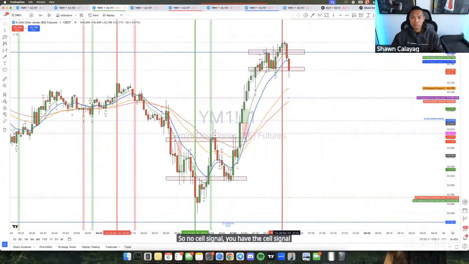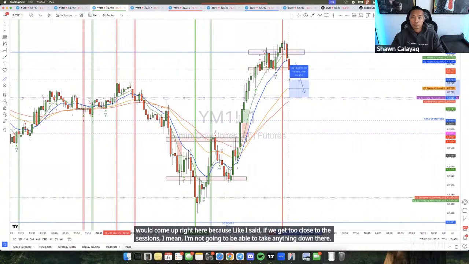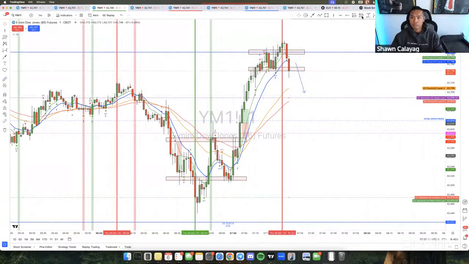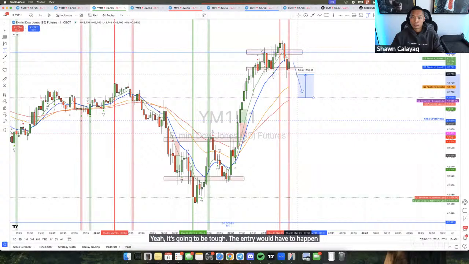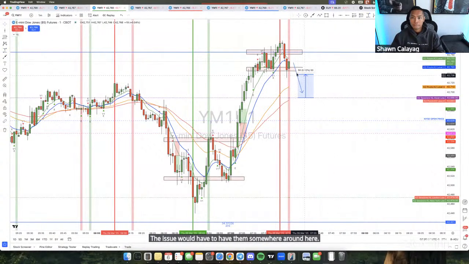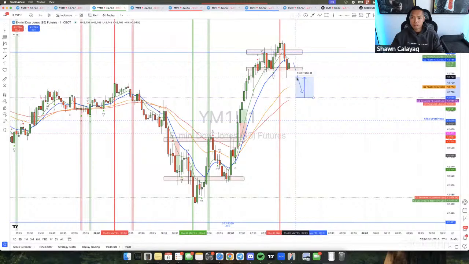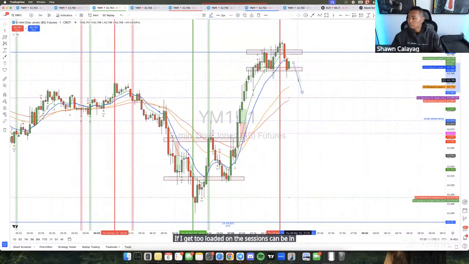I was hoping the sell signal would come up right here because, like I said, if we get too close to the sessions, I'm not going to be able to take anything down there. Yeah, it's going to be tough. The entry would have to happen somewhere around here. If we get too low to the sessions, it's going to be in the red flag area.